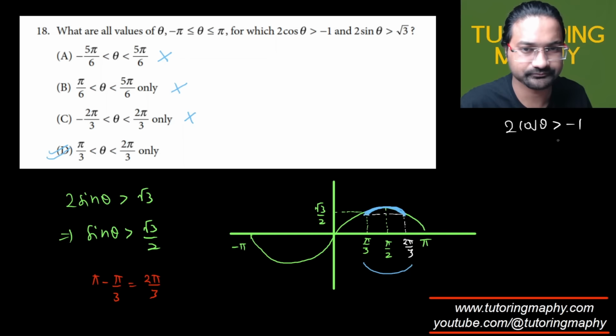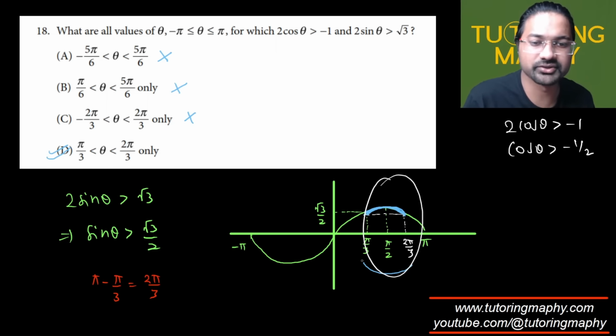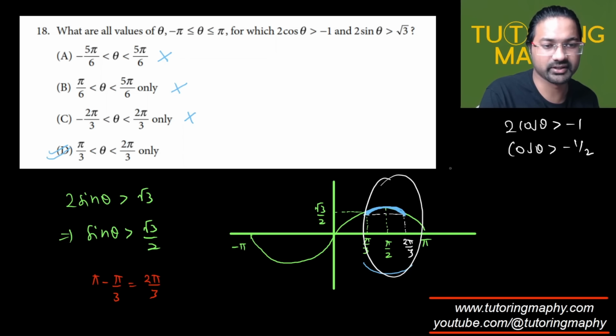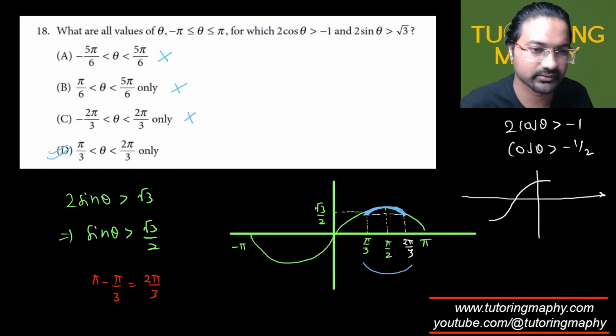as well. Again, I'm going to do the same thing. Cos theta is greater than -1/2. So I'm just going to make sure that in this region, cos theta is greater than -1/2. Or maybe if I were to make another graph, it's going to look like this.